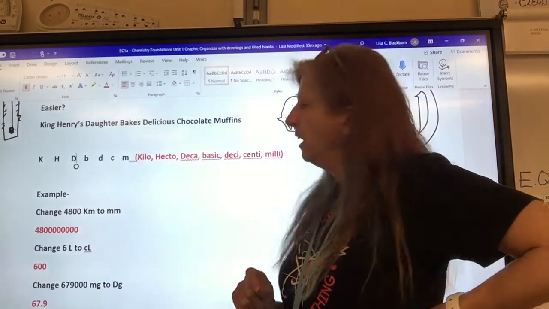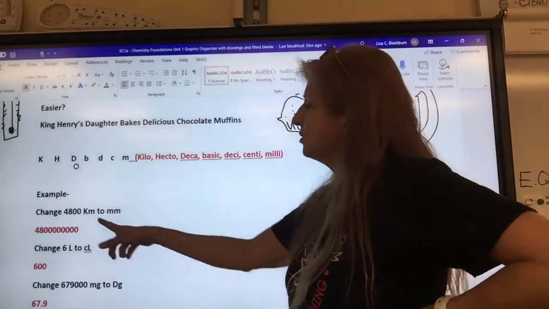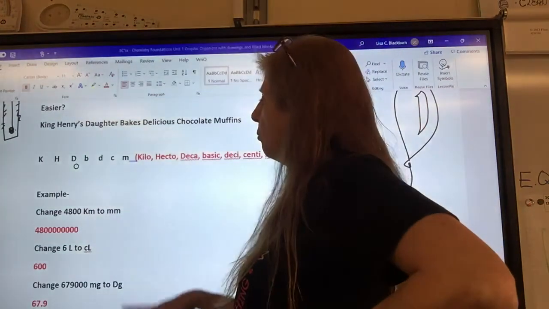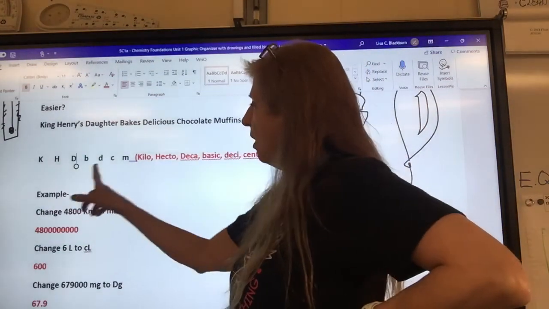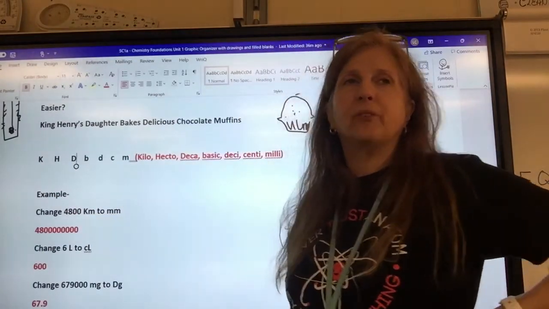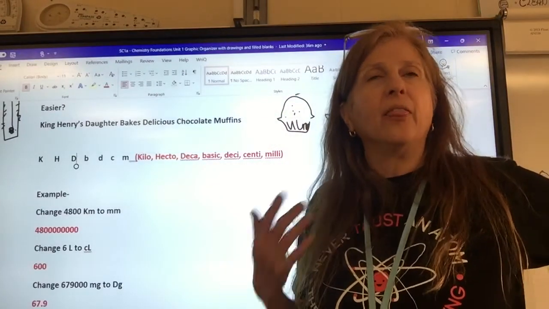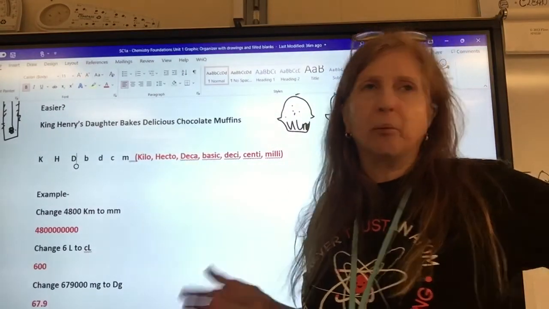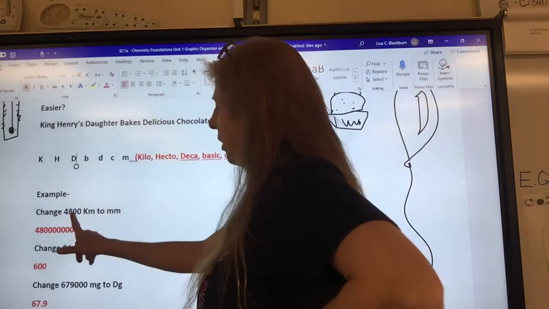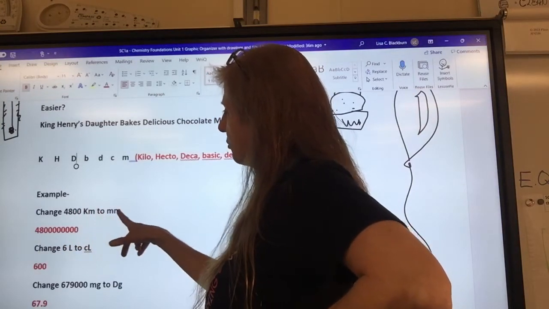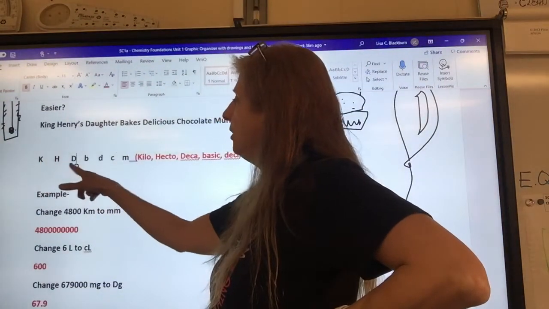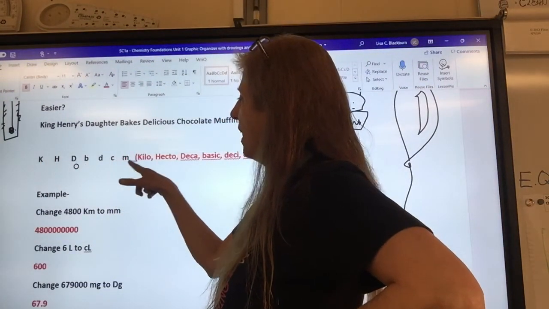Good with that idea? Okay, so if we wanted to change 4,800 kilometers to millimeters, then we move the decimal place from K to M, and we count how many frog hops. So this is the story of the Princess and the Frog, and the frog is the prince, okay? My favorite Disney princess movie. So we're going from kilometers to millimeters. We go up here, and we count how many frog hops it is. 1, 2, 3, 4, 5, 6.